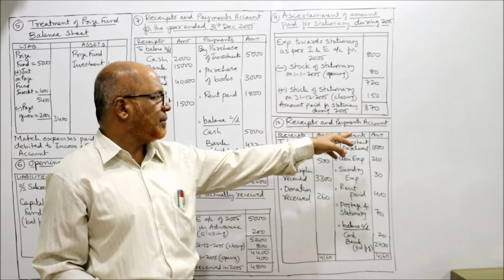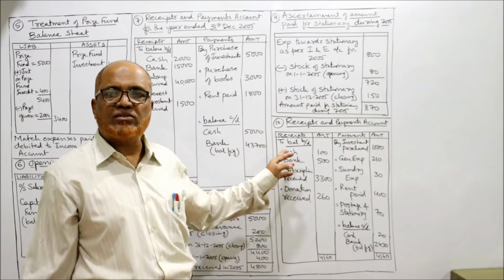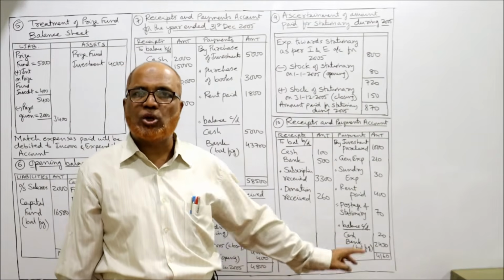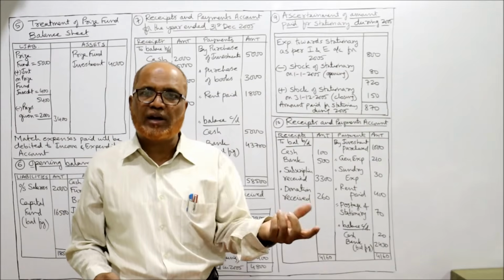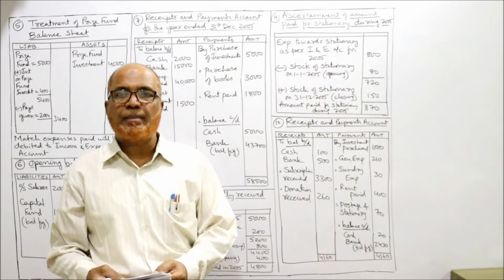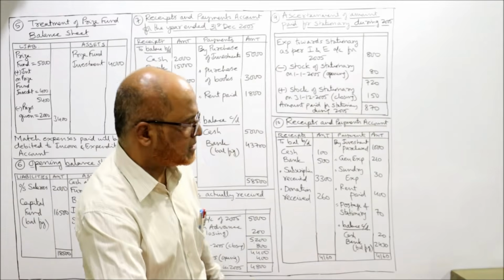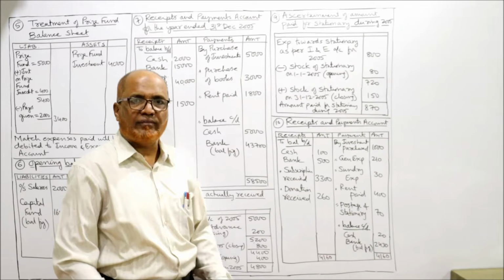So receipts and payments account: debit side receipts, credit side payments. Always it will begin with opening balance and end with closing balance. Simply we have to decide which item will come on the receipt side and which on the payment side. So first, cash in hand 100, cash at bank 500. These are the opening balances. So to balance brought down: cash 100, bank 500.